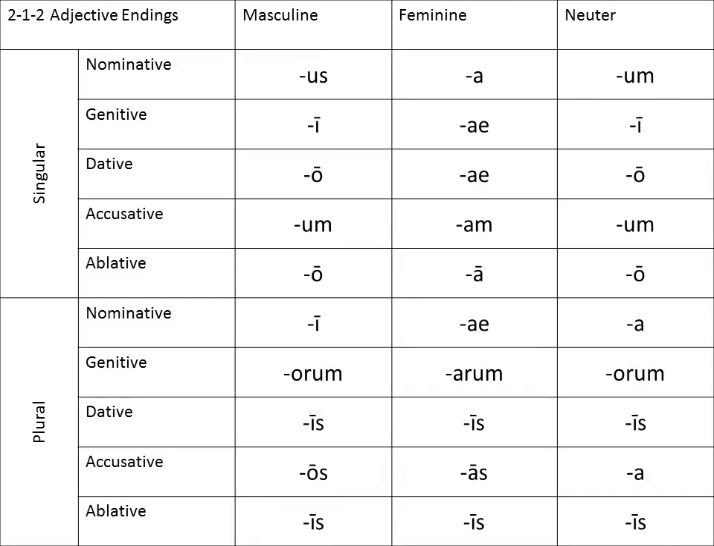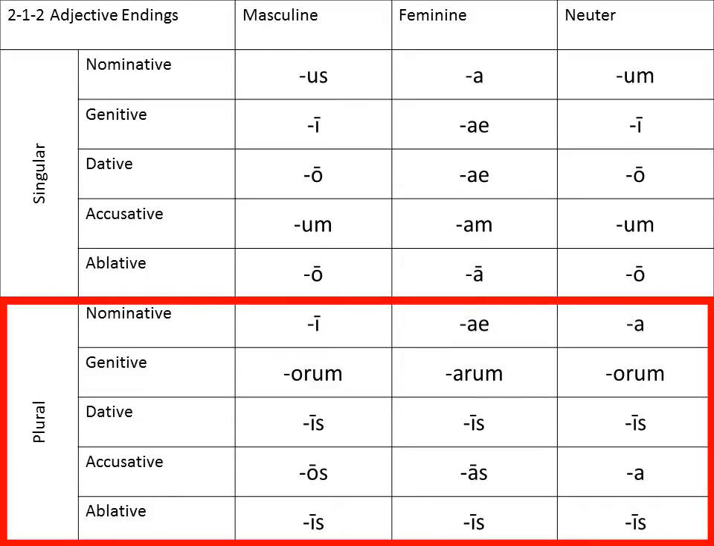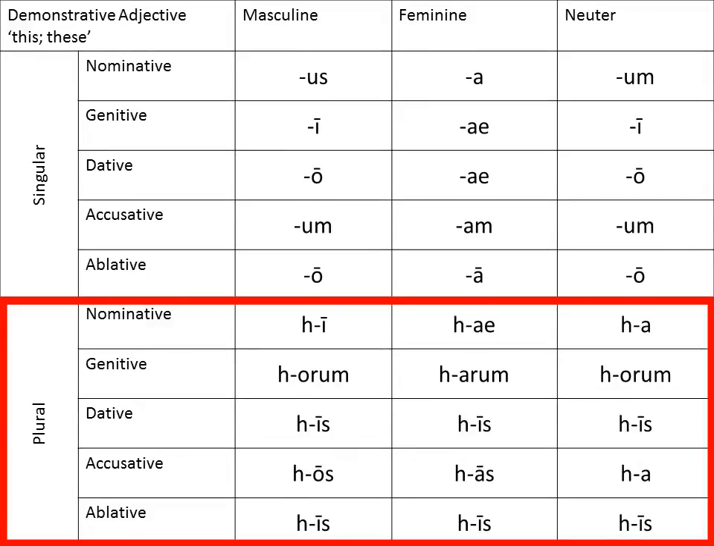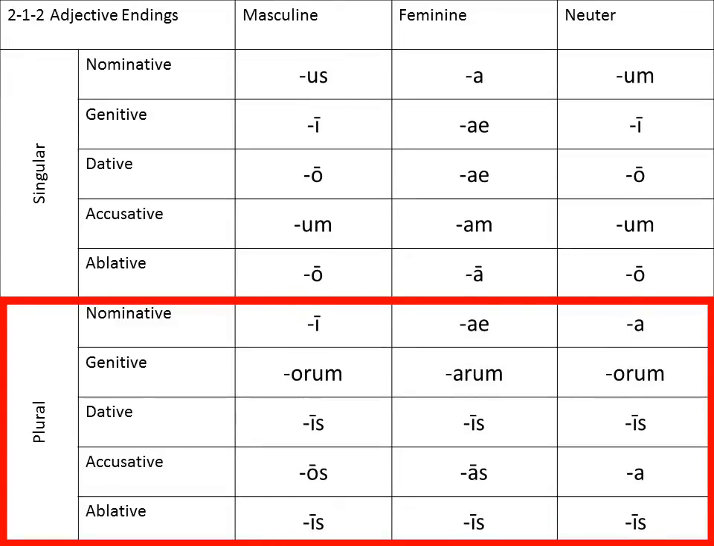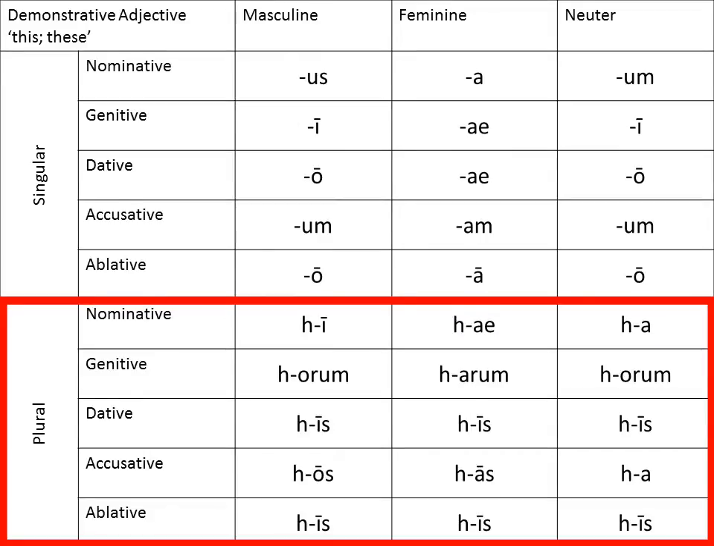Here are those us endings again, the masculine, feminine, neuter adjective endings. And let's work our way from the bottom of the chart to the top. So let's start with the plurals. We're going to take that set of endings in the red box there, and we're going to add the letter H in front of them. There we go. So very easy. Let's take a look at that one more time. All we did is take the 2-1-2 adjective endings, and there's an H. And we're pretty much done with the plurals.